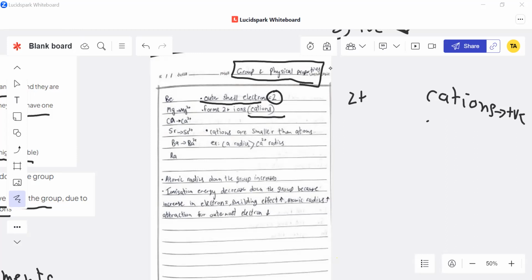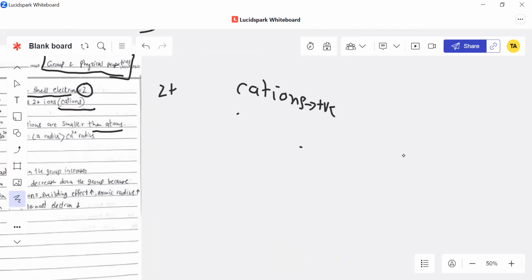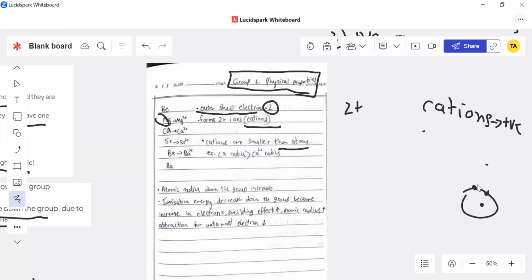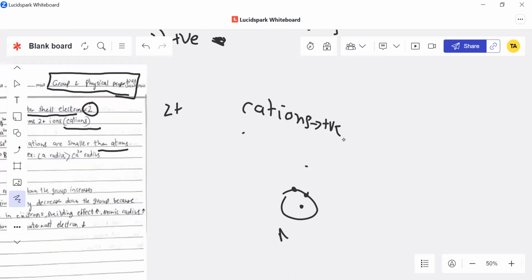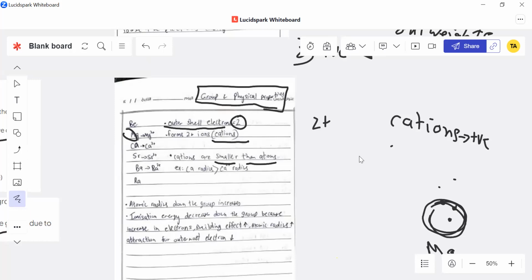But the positive ions are called cations, and cations are smaller than atoms. What do I mean by this? Cations lose electrons. So let's say this is the outermost shell and it has 2 electrons, and let's say that this is magnesium. Magnesium has 2 electrons in the outermost shell. They lose these 2 electrons, so they'll lose this shell and they'll become smaller. So cations are smaller than the normal atoms because they lose electrons.